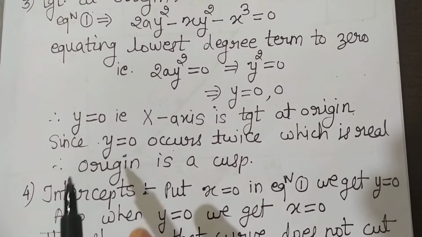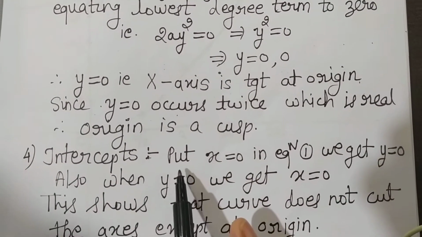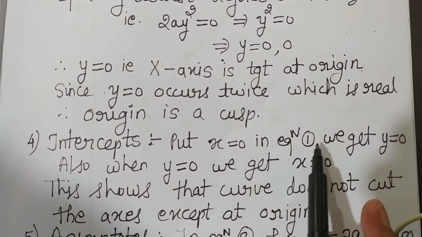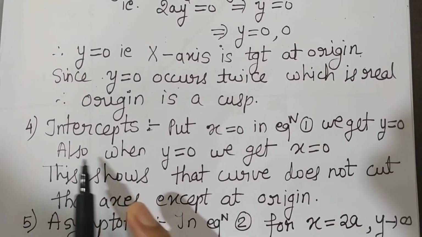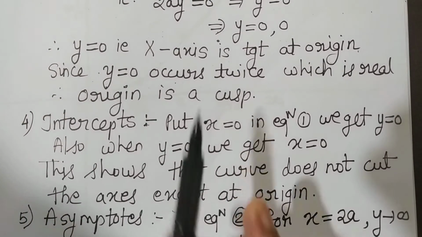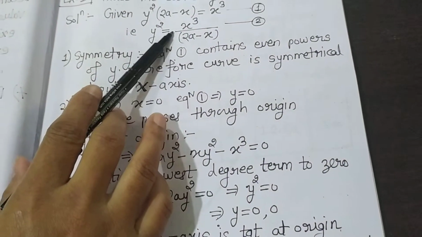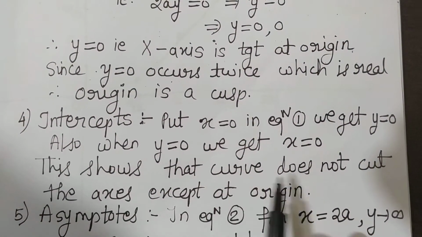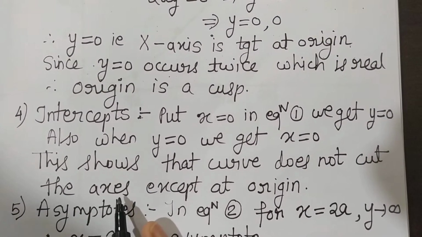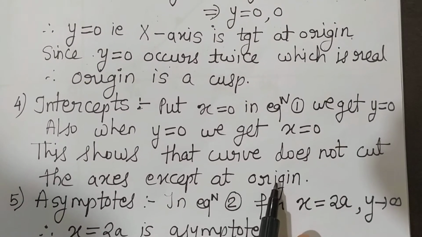The next point is intercepts. Put x equal to 0 in equation 1. We get y equal to 0. Also, when we put y equal to 0 in equation 1, we get x equal to 0. This shows that the curve does not cut the axes except at the origin.